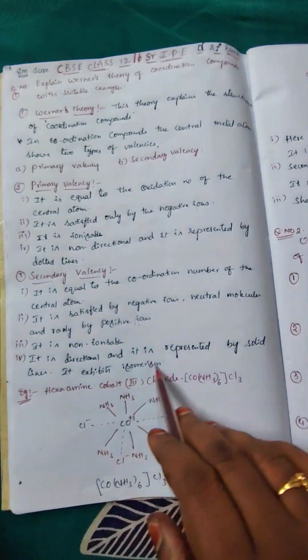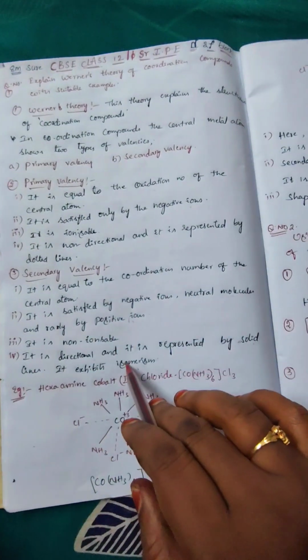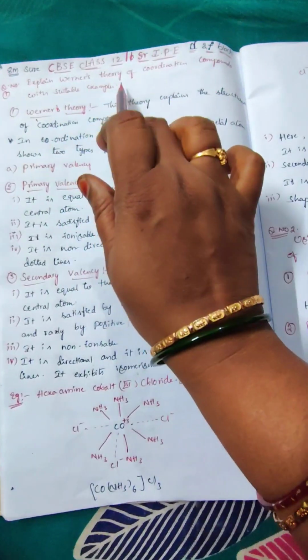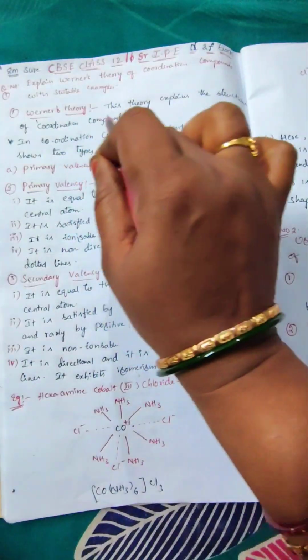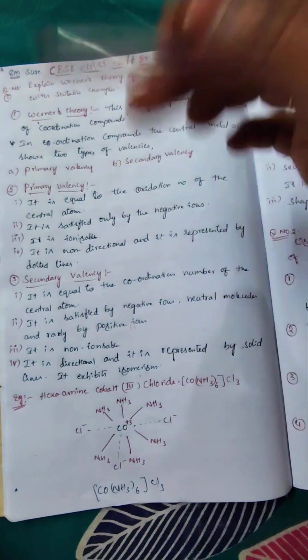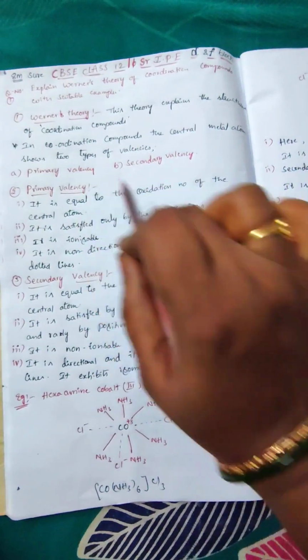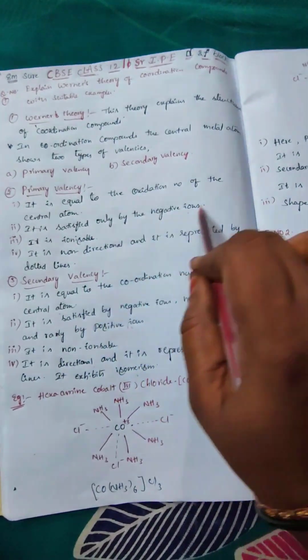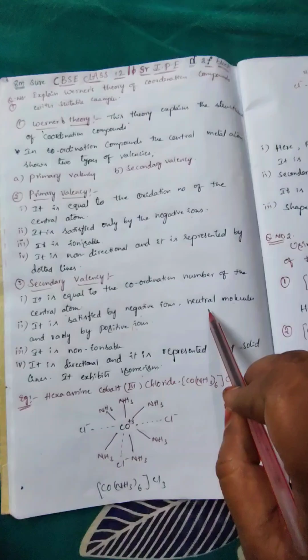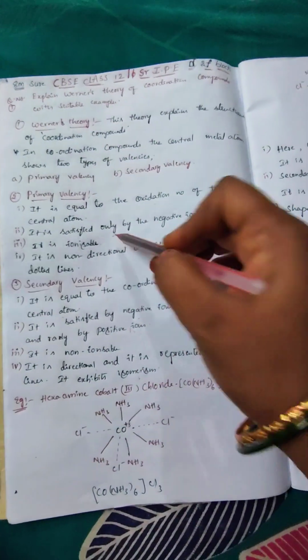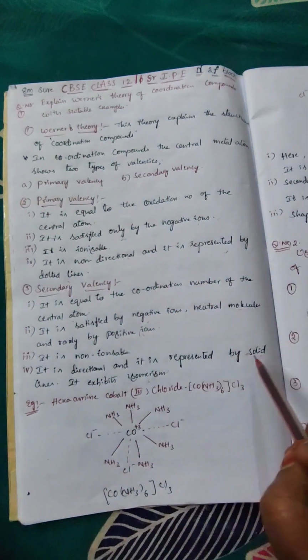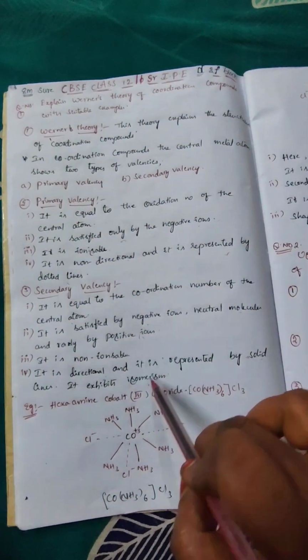And secondary valency exhibits isomerism. Very, very important: secondary valency will exhibit isomerism, whereas primary valency will not. So, explain Werner's theory of coordination compounds. Werner's theory majorly explains the structure of coordination compounds. In a coordination compound, the central metal has two valencies, primary and secondary. Primary valency equals the oxidation state of the central atom. Secondary valency equals the coordination number of the central atom. Primary valency is satisfied by negative ions, whereas secondary valency is satisfied by negative ions, neutral molecules and sometimes positive ions. Primary is ionizable, secondary is non-ionizable. Primary is non-directional, secondary is directional. Primary is represented by dotted lines, secondary by solid lines. And an extra point for secondary valency: it exhibits isomerism also.